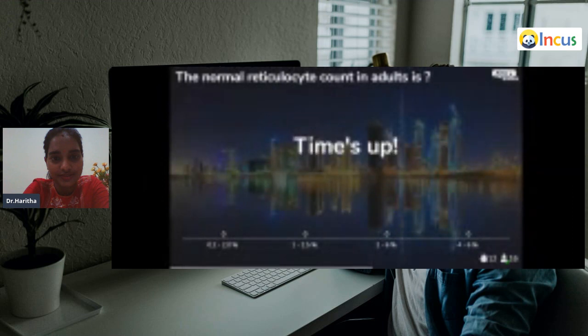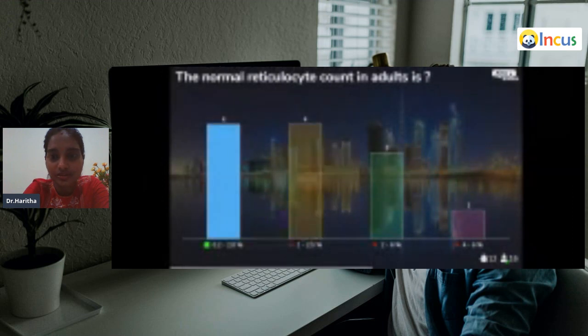I have to explain this, and I want everyone to write it down. Only 4 did it correctly. It is 0.2 to 2%. That's all. And when it is more, in which conditions does reticulocyte count increase? In hemolytic anemias, where there's more destruction.